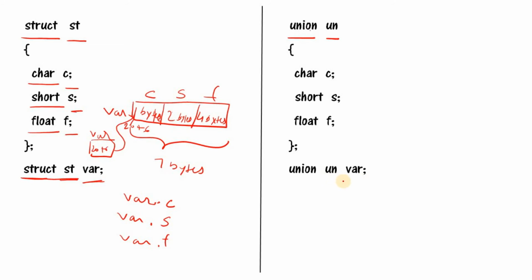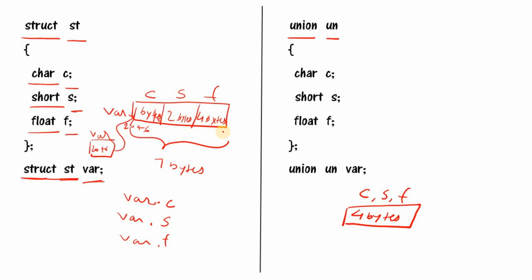How many bytes of memory will get allocated? Only 4 bytes of memory will get allocated in union. 4 bytes of memory will be allocated for c, s, and f. All 3 variables share the same memory location. How much memory? 4 bytes. Why 4 bytes? Why is it not 1 byte? Why is it not 2 bytes?